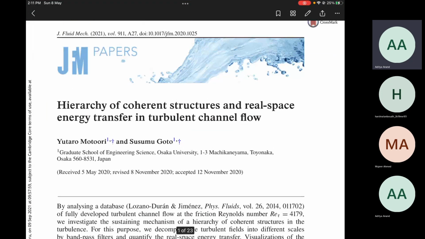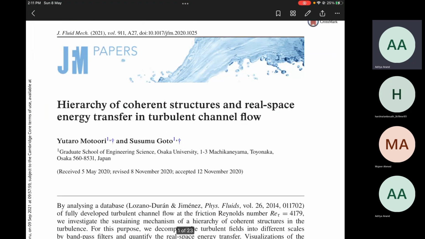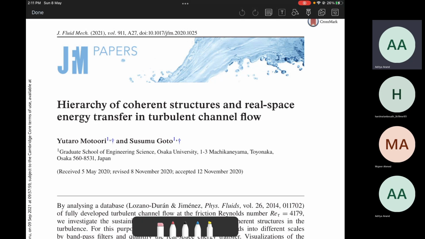Okay, so this paper is called Hierarchy of Coherent Structures and Real Space Energy Transfer in a Turbulent Channel Flow. Okay, so the research problem that is being addressed is the energy transfer.